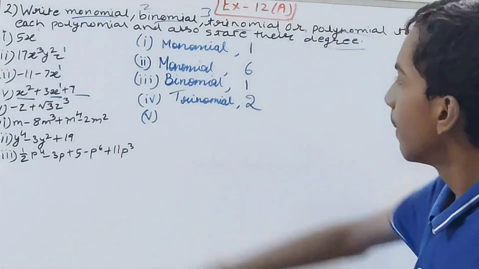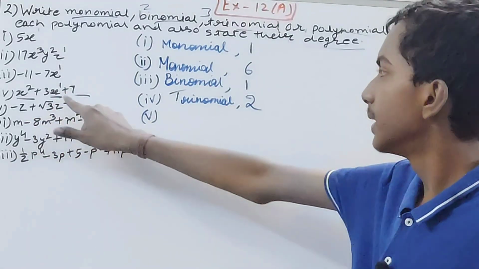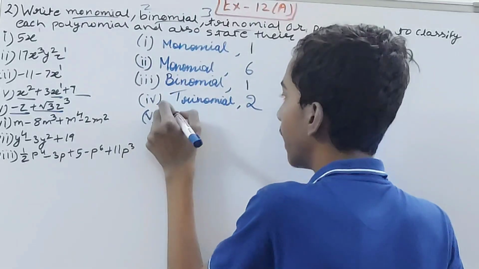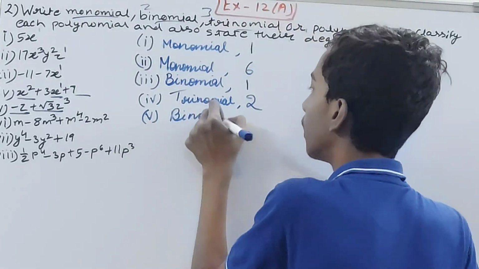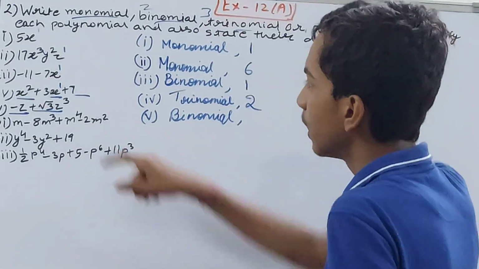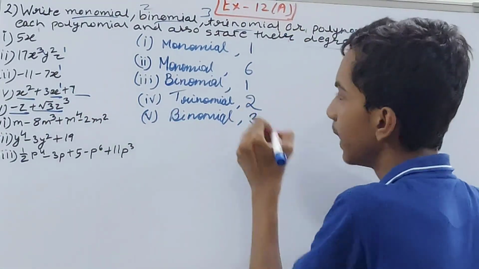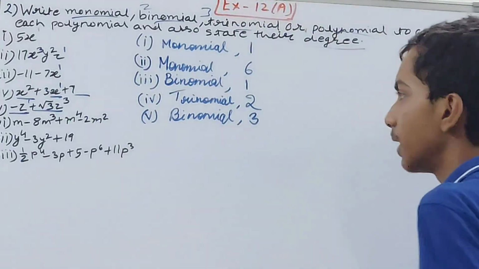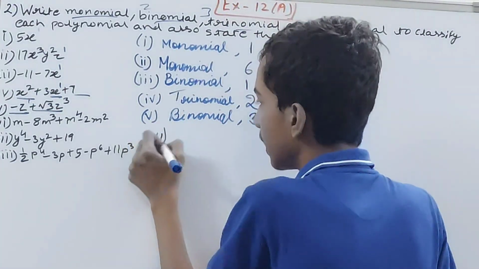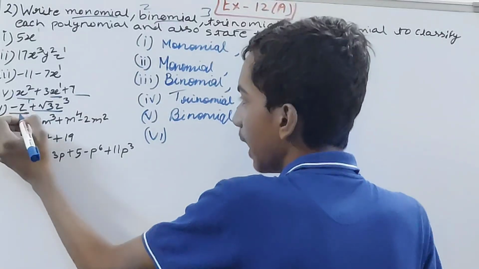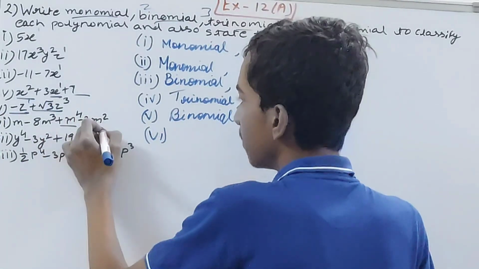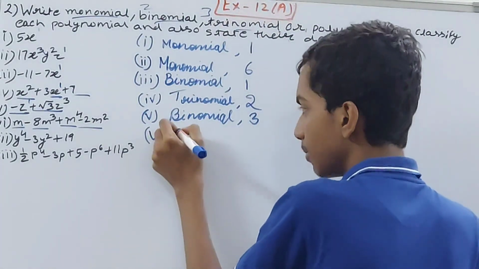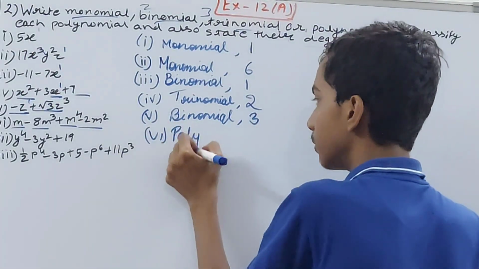Then minus z plus root 3 z cube. Very simple. How many terms? 1 and 2. So binomial. The degree becomes what? z cube, so 3. This minus z has 1. So 1 and 3, which is greater? 3. So this becomes the degree. Then part 6. Here you need to count a bit carefully. m minus 8 plus m cube plus m to the power 4 minus 2m square. How many parts in total? 4 parts. So this is not a trinomial, it's more than that, so you will write polynomial.